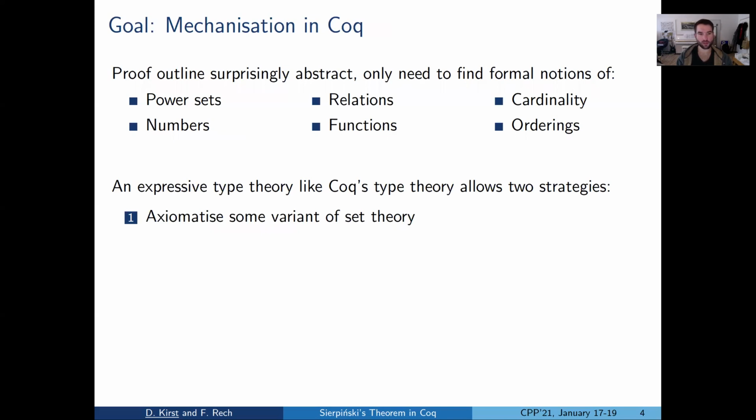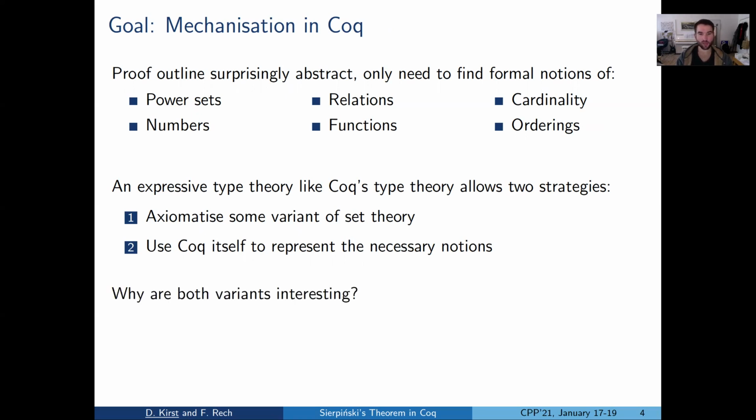Coq's type theory is expressive enough to formulate the axioms of some variant of set theory, and in this axiomatization we can work. However, there's also the second strategy. We do not axiomatize an intermediate notion of set theory. We just use Coq's type theory itself, because Coq can represent all of these notions. And in our paper we do both.